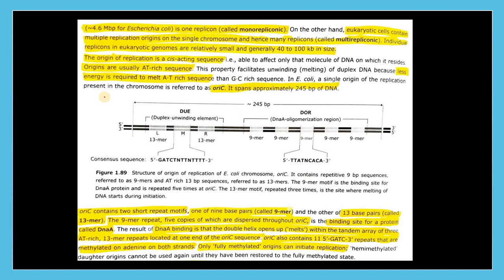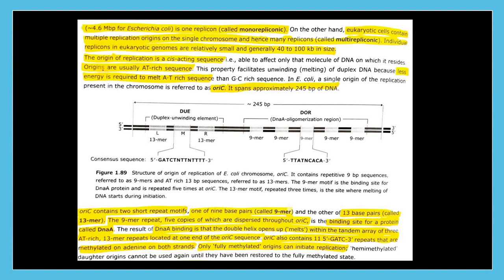So origin of replication is cis-acting, meaning what? It is able to affect only that molecule of DNA on which it resides. So if this is your replicon and it will continue in both directions, all these elements are able to affect only that molecule. They are not trans-acting, they are not able to act on other molecules. That's what we call a cis-acting element, a sequence here.